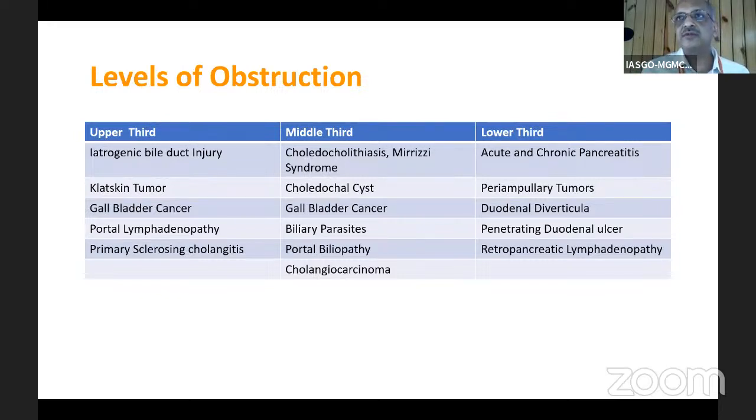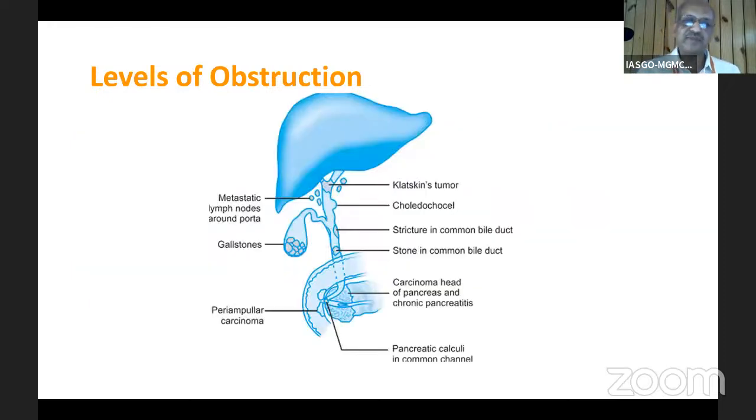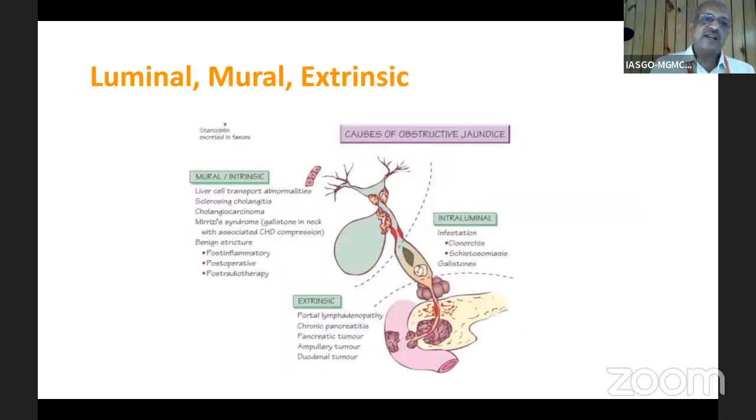Penetrating duodenal ulcer, it is just to name because I have not seen any case of jaundice due to penetrating duodenal ulcers in the last 20 years. And then large retropancreatic lymphadenopathy can also sometimes be a DD for obstructive jaundice. So this is just a pictorial representation of what I've just said, and I'll quickly pass on to the next slide.